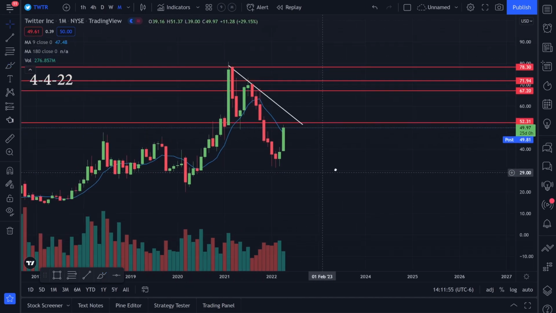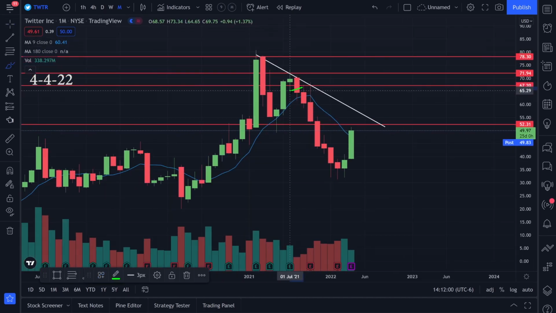Let's jump over to the monthly and see what's going on over here. We broke below the monthly right here. Same thing, getting resistance on it. We came down, retested it right here and got rejected, and ever since then we got just a big push down. Right now it looks like we're testing it.